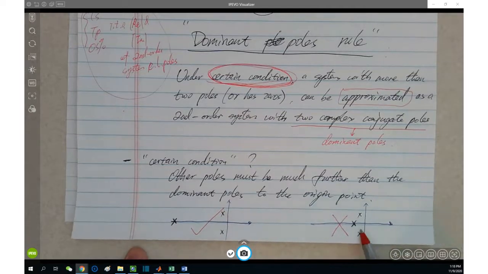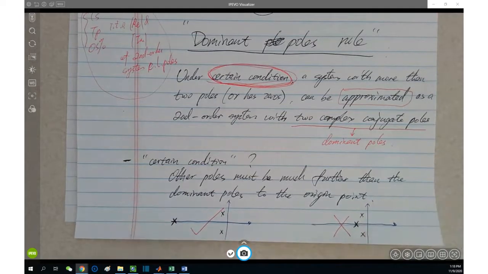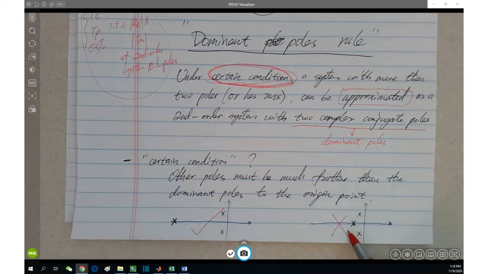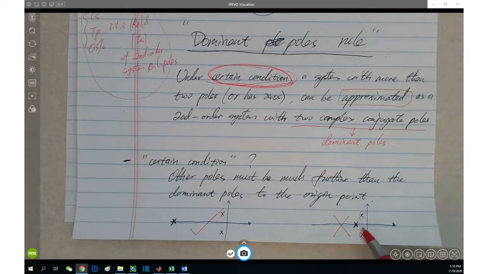But in this case, what do you see? With your third pole here, it is too close to the origin compared to the two complex poles. So if you do the approximation, what's going to happen? The step response is going to be off by a lot. In other words, if you use only these two poles to do the design, the step response is going to be off from the original system a lot.